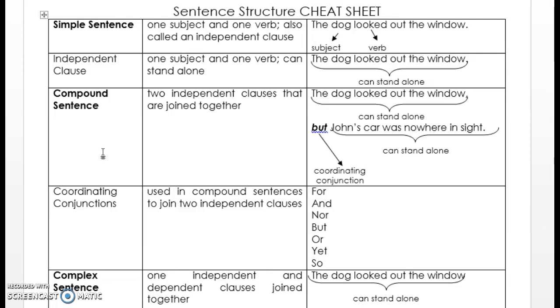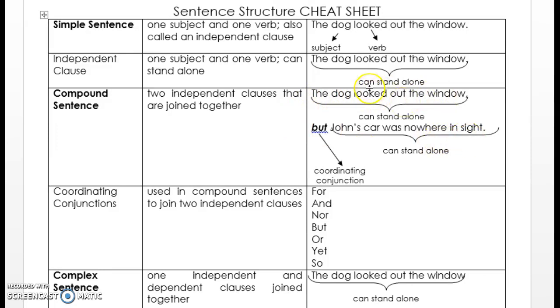Now, a compound sentence is two independent clauses that are put together, and you use a coordinating conjunction to put them together. We're going to talk about what that means in just a second. But reminder, two independent clauses just means it's two independent or two simple sentences that are put together with a conjunction. Right? So an example would be, the dog looked out the window, but John's car was nowhere in sight.